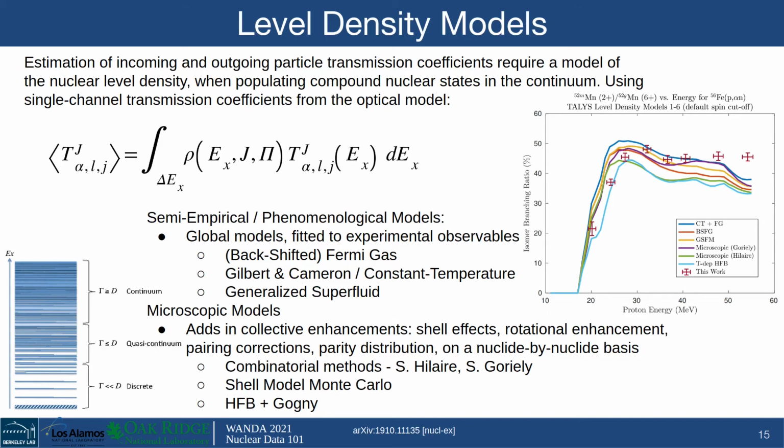A number of different models for the nuclear level density are available in the literature and implemented in modern modeling codes. These include both phenomenological or semi-empirical models, which are global models fitted to experimental observables. Additionally, a number of microscopic models have become more recently available, which add in collective enhancements, such as shell effects, rotational enhancements, pairing corrections, and parity distributions, among other things, on a nuclide-by-nuclide basis. The selection of not only a good level density model, but a good parameterization of the model is vital for modeling in isotope production activities.